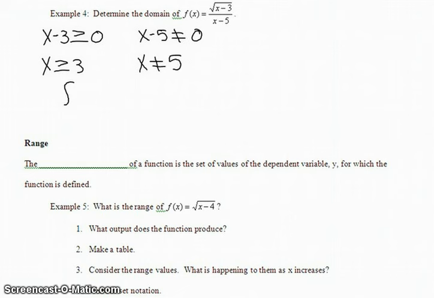So your set notation should be x such that x is greater than or equal to a positive 3, and x can't be 5. That is our domain and our restrictions on that domain for f of x equals the square root of x minus 3 all divided by x minus 5.